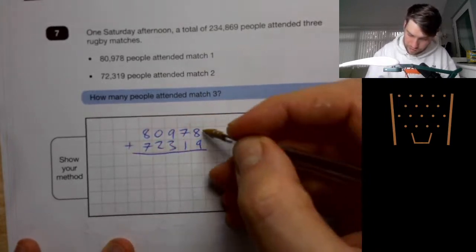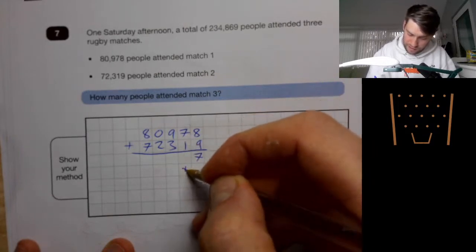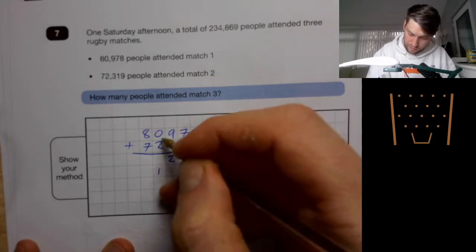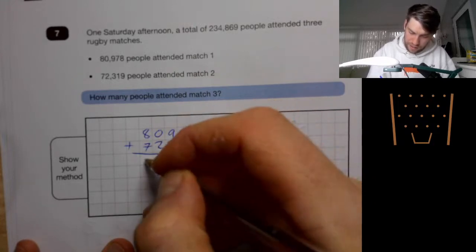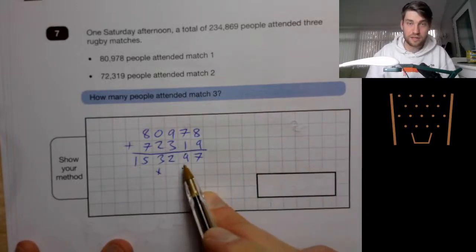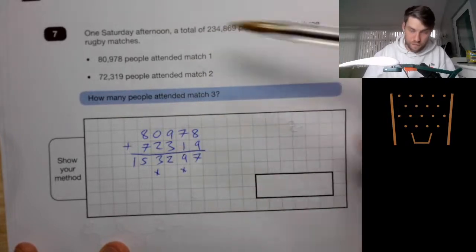And down, across, so 8 plus 9, 17. 7 plus 1 is 8, add the 1 is 9. 9 plus 3 is 12. That is 3 and 15. So 153,297. That is a total of those two. So now I'm going to take that from this.